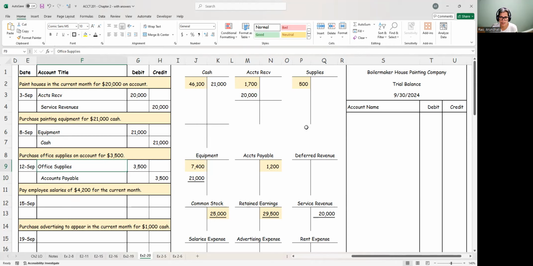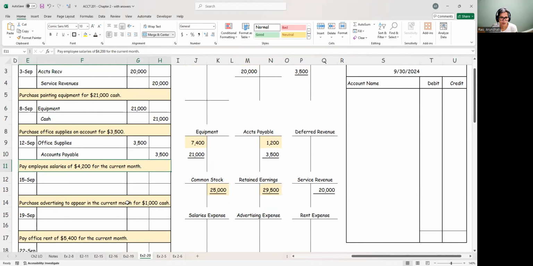So office supplies, I'll add my $3,500 over here. I'll post it. And accounts payable, I will post the $3,500 over there. The next transaction, I'll scroll down a little. The next transaction, office supply, no, I'm sorry, I'm done with that one.